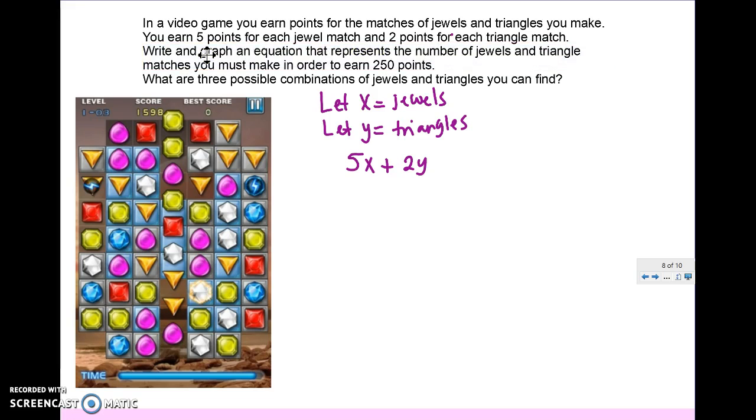Write and graph an equation that represents the number of jewels and triangle matches you must make in order to earn 250 points. So if you break it down, you'll be able to see what goes with what. We know the 2 goes with the triangles and the 5 goes with the jewels, and it's easy for us to make our standard form equation.